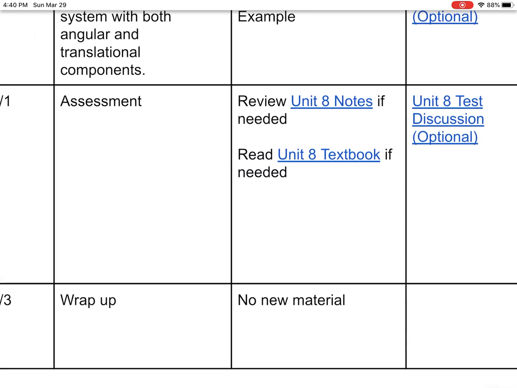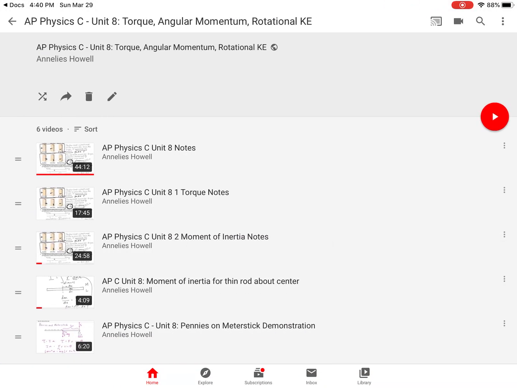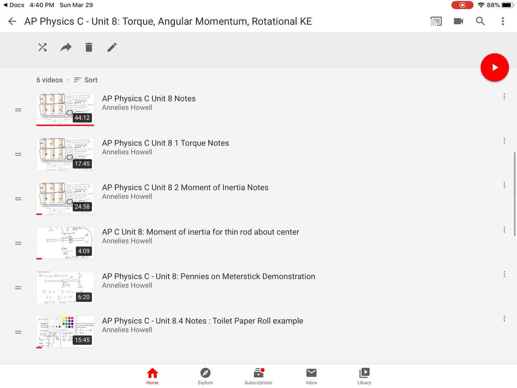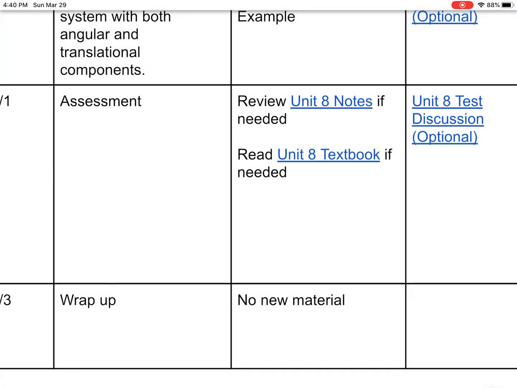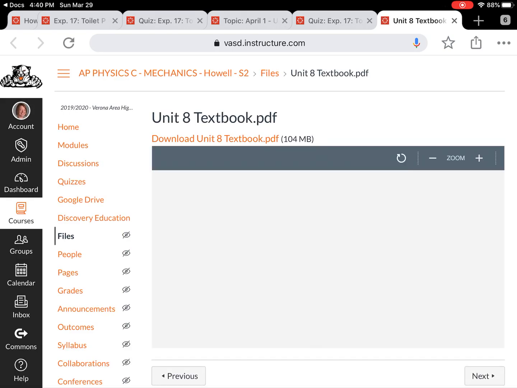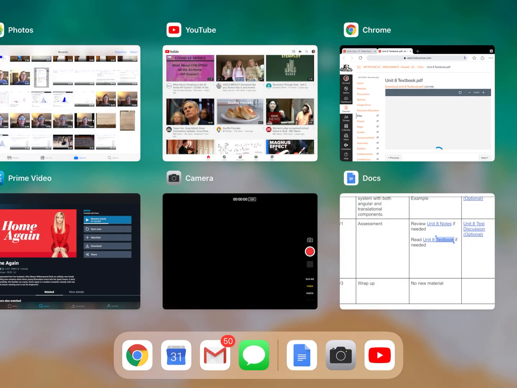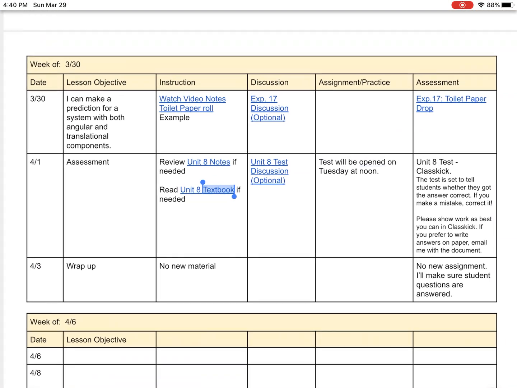A couple of things you might want to review before you take the test. One is our Unit 8 notes. So I made a playlist of our Unit 8 notes here, and that might be something that is helpful to you. The other thing that I have on here is a textbook, and this is a PDF. It's a very large file. It takes a long time to load, so my apologies for that. But it's basically a copy of the Giancoli book that I had in the classroom that you might find handy. I'm not going to wait for it to load. Again, it takes a very long time.